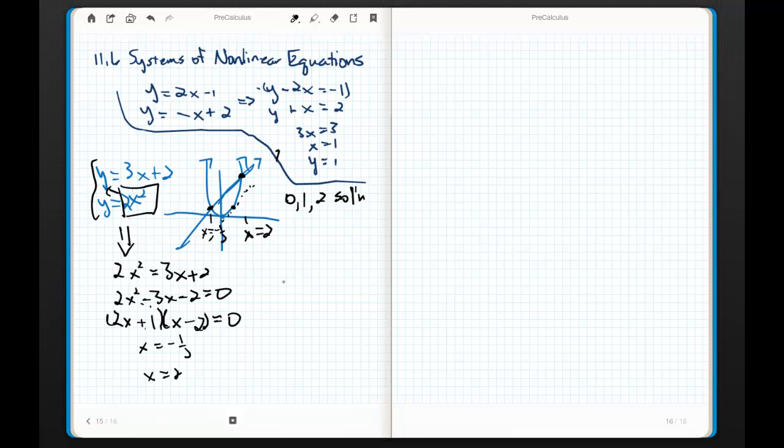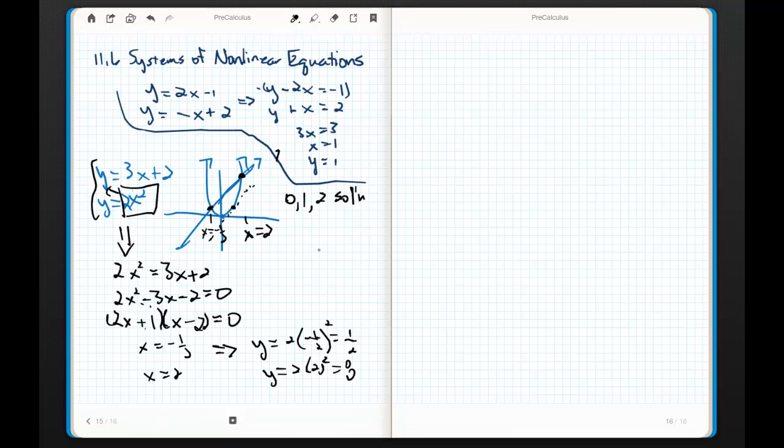Now remember, solutions are points. They're not just x values, and they're not just y values. They're actual points. So I have to name the point. Well, that's nice because I've got y, right? I know that when x equals -1/2, y is going to equal 2 times -1/2 squared. -1/2 squared is a fourth, times 2 is a +1/2. And when x equals 2, this is just 2 times 2 squared, which is 8.